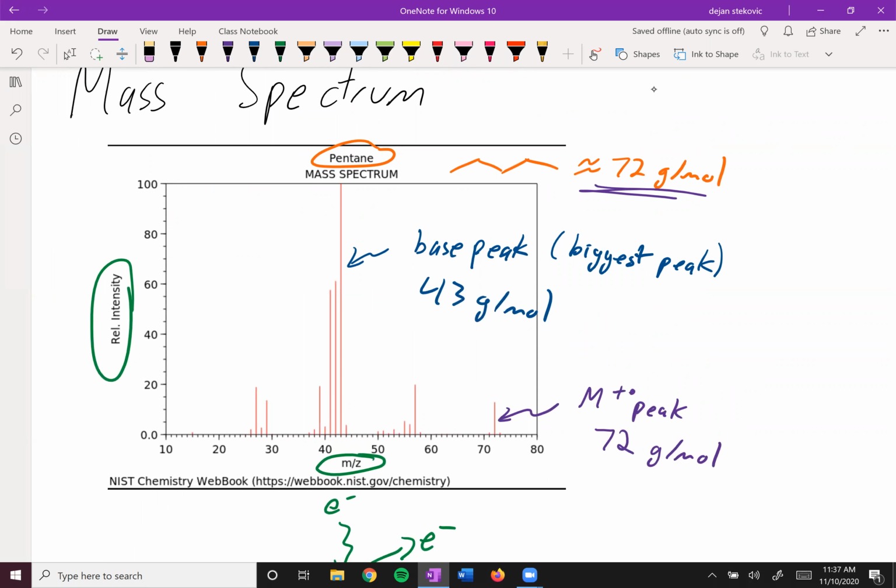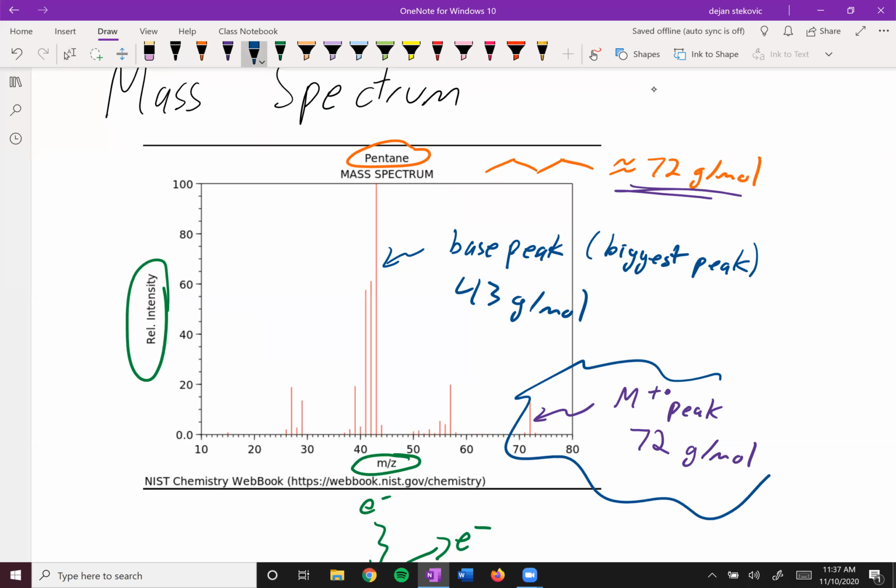We won't learn too much about the base peak. Really, the most important peak here is this molecular ion peak, so you need to be able to identify it. It's not always the biggest peak, but it's the somewhat goodly sized one all the way to the right.